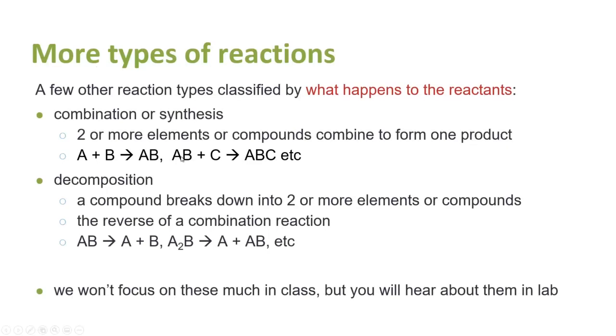Again, there's a couple more types of reactions that are classified by what happens to reactants. We have combination or synthesis, where we're making one product. So I'm combining a bunch of stuff together into one big product. And a decomposition is the reverse. I'm taking a compound and breaking it back down into its elements or smaller compounds. So we may see these, you may hear them, you may see them in problems. We're not really going to focus on them in class, but I'm just mentioning them.